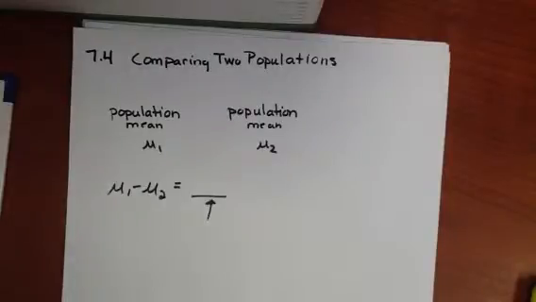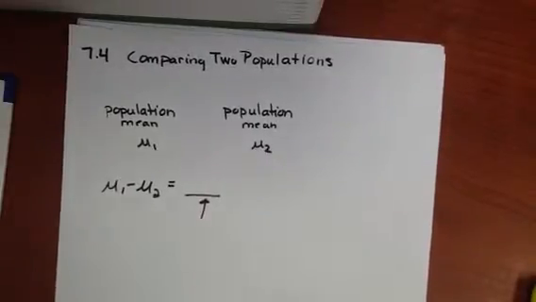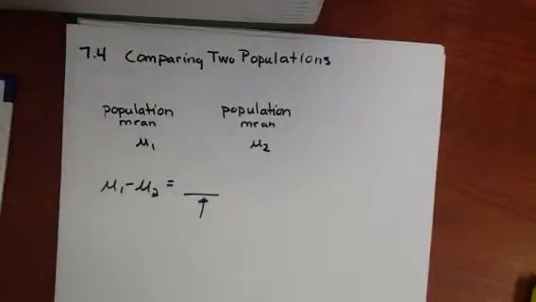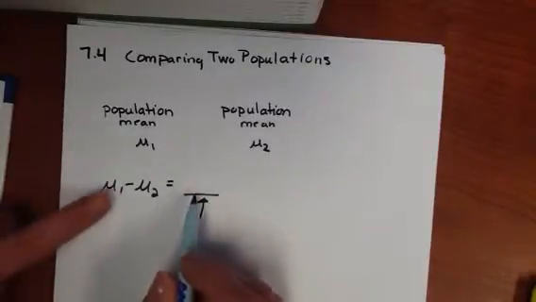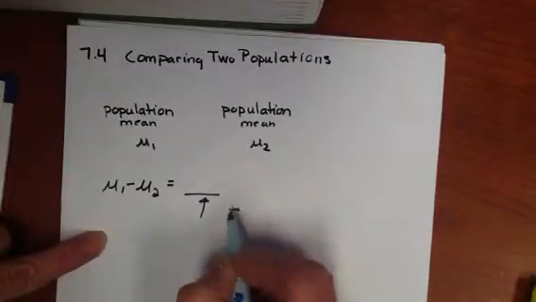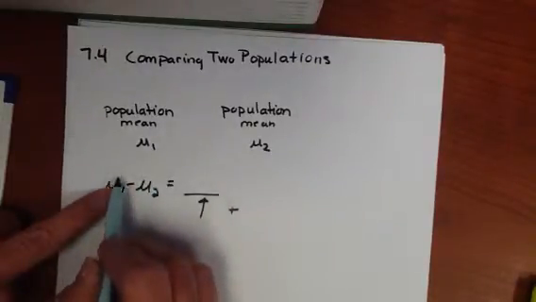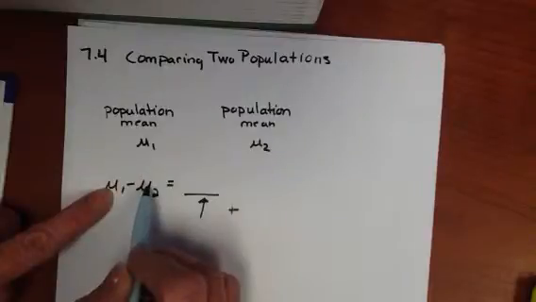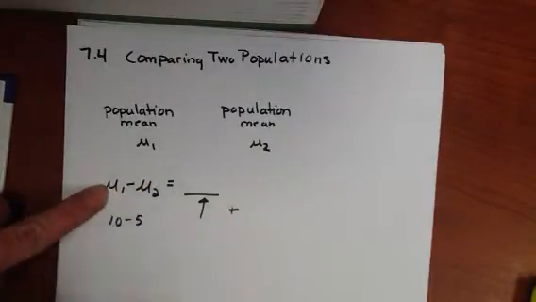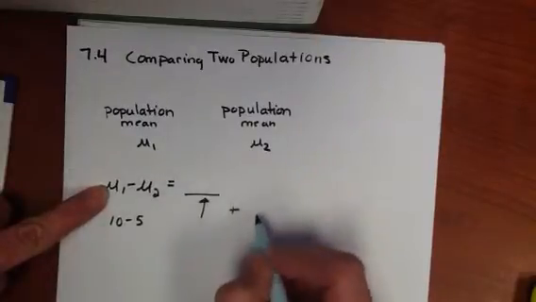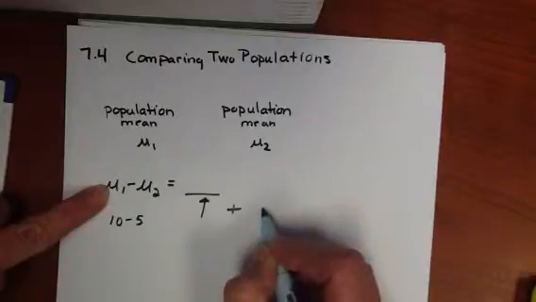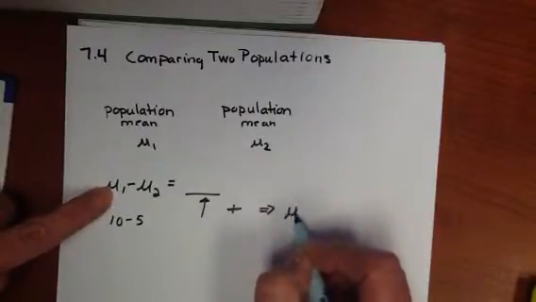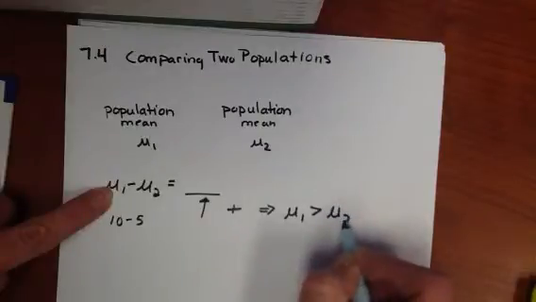And what this can tell us when we're doing these confidence intervals for the difference between two means is which one is larger. So for example, if we subtract these two numbers, in order for this to be a positive number, the first number would have to be larger than the second one, correct? Something like 10 minus 5 will give us a positive answer. So if we have a positive number here, what we know is that the first number, or mu1, is larger than the second mean.